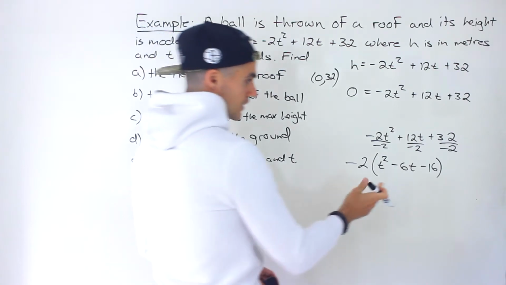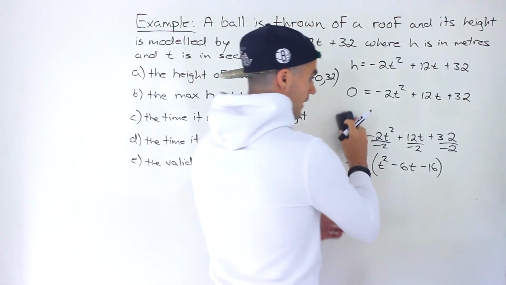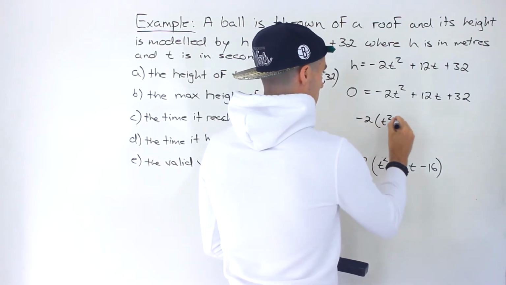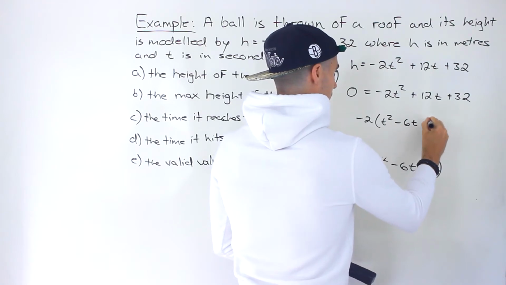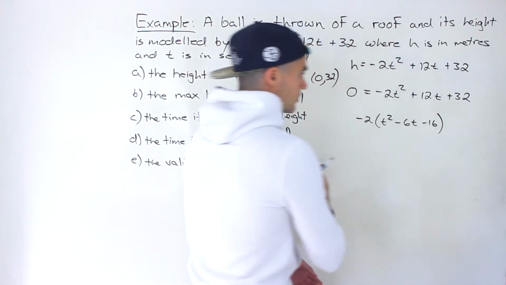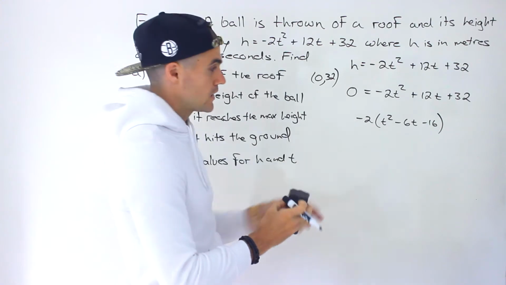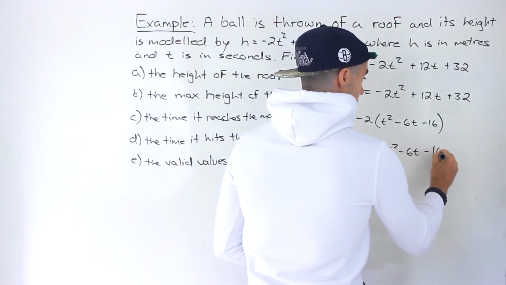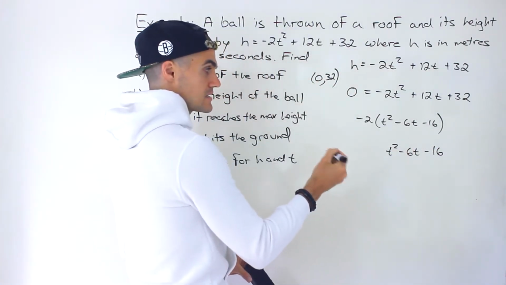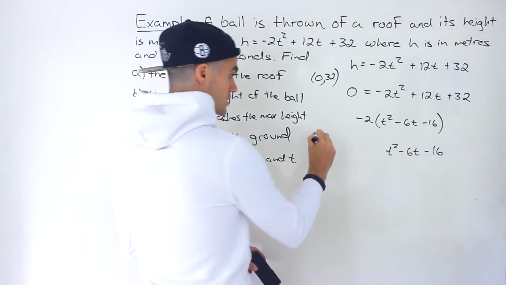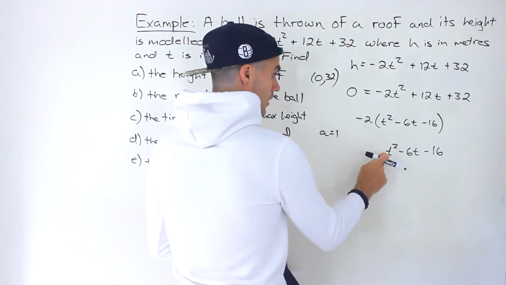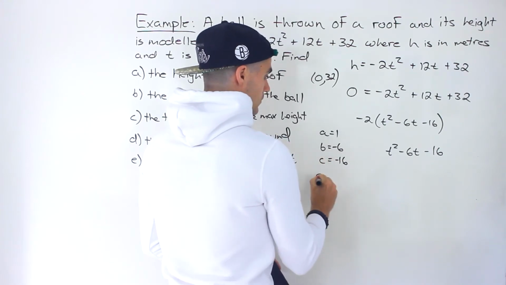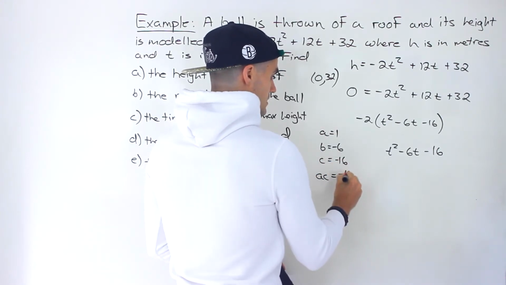And then what we can do is this remaining bracket, so let me write this up here, because I want to keep everything on the whiteboard. We can see if that's going to factor. So we've got t squared minus 6t minus 16. We could see if it factors by decomposition. Notice that the a value is 1, the b value is negative 6, and the c value is negative 16. The ac value is negative 16.